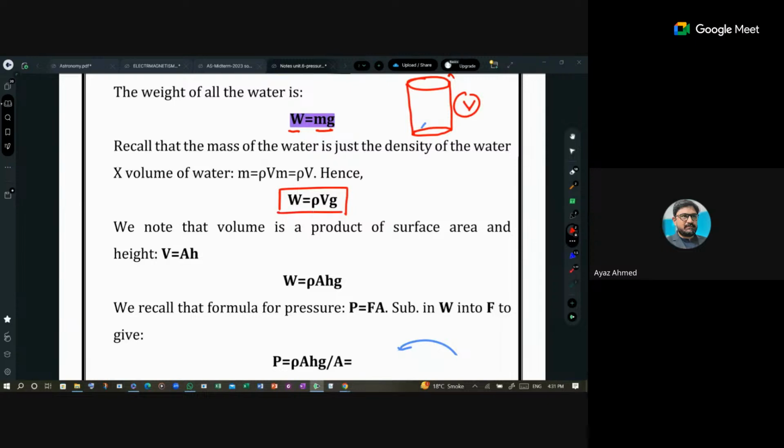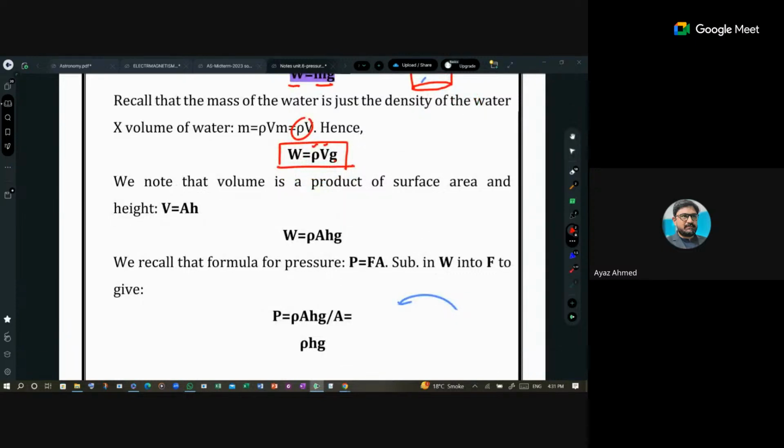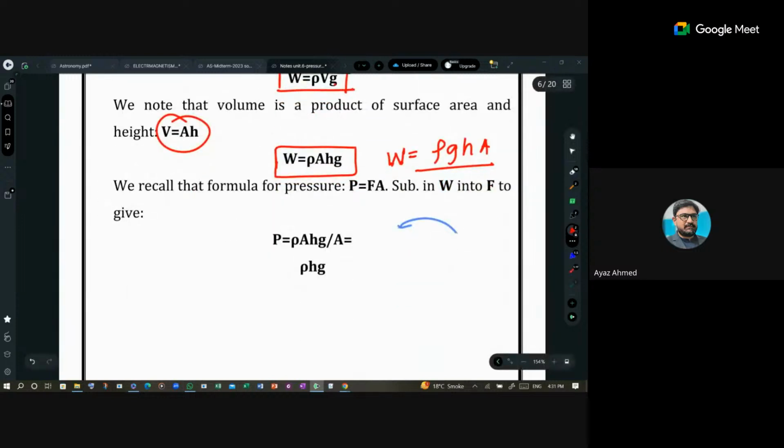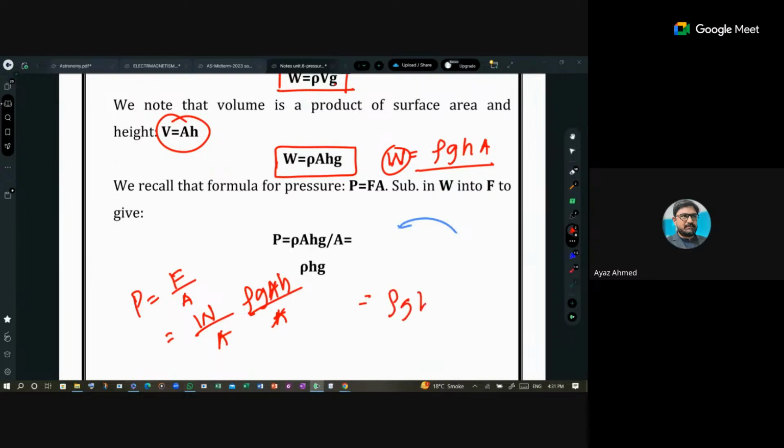So what will happen? W is equal to mass times g, and mass is equal to density times volume. So I have put density times volume, and g is just a substitute over there. Then I know that volume is equal to base area times height. So then weight is equal to rho g A h. Then it is divided by area because this is force, and pressure is equal to force divided by area, and force is basically weight. So rho g A h divided by A, the A will be gone. So rho g h is your equation.